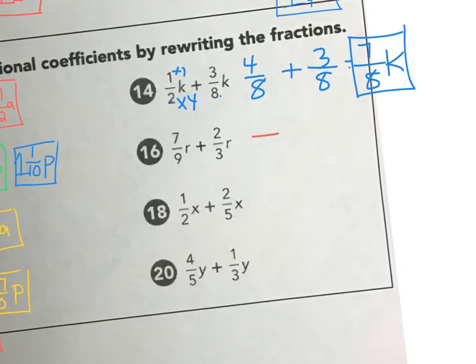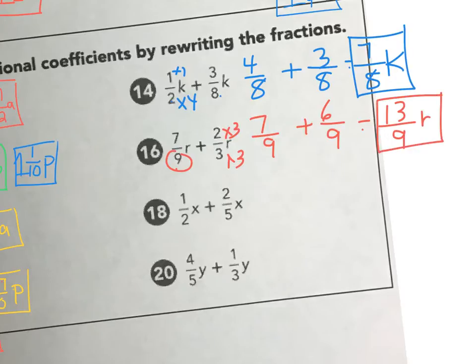Common denominator here, 9. 9 will work. I always check to see if the larger one works. And in this case it does. So that stays the same. 3 times 3 is 9, so 2 times 3 is 6. That's 13/9 r. That will work, but I could simplify it further. 9 goes into 13 one whole time. 9, 10, 11, 12, 13, and 4/9 r.